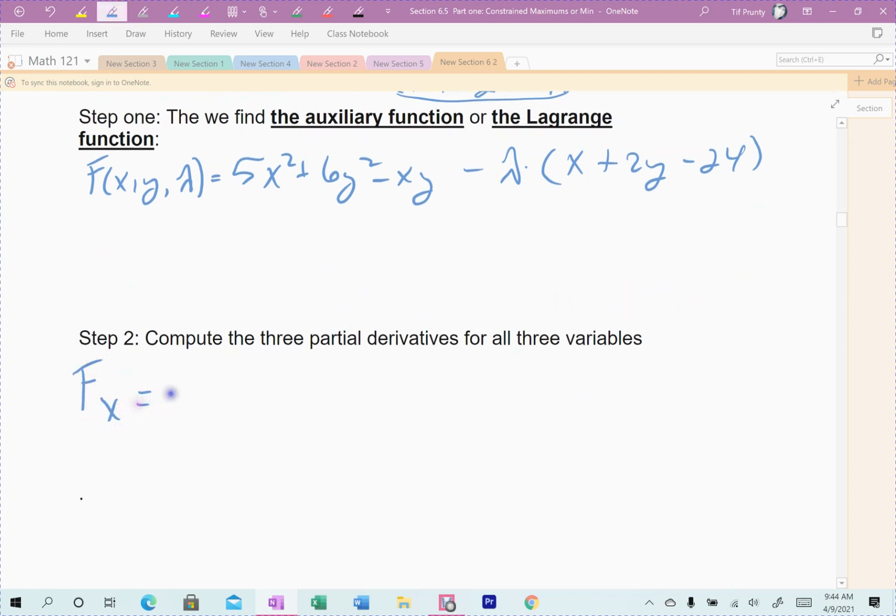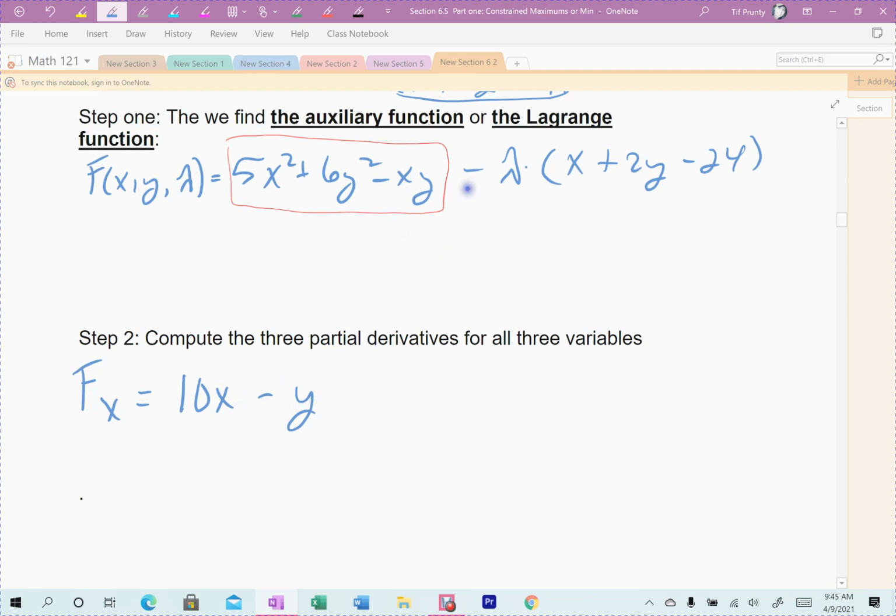The first order derivative with respect to x, well, again, I take it piece by piece. You find the first order derivative with respect to x of the original equation. So I look here, take its derivative with respect to x. Well, that's just simply 10x. The 6y squared zeroes out. And then I get a negative 1x times y, so negative 1y or just negative y. And so there's my first piece of the partial derivative.